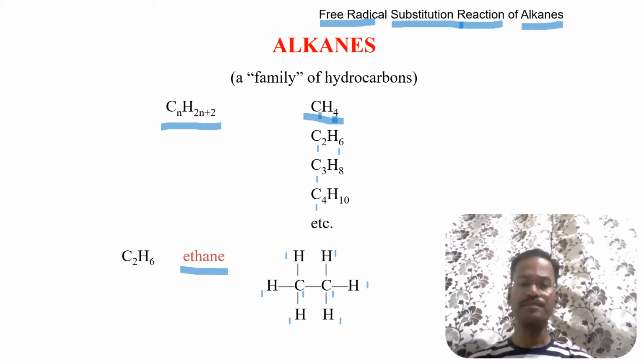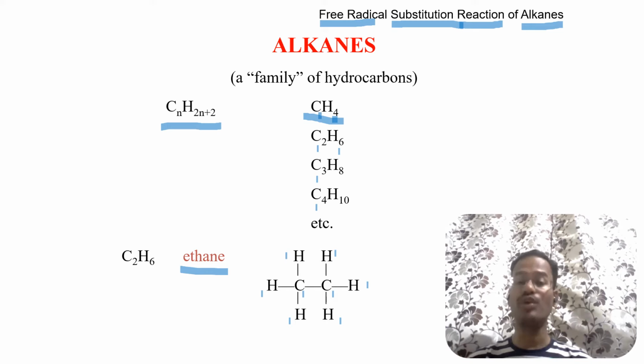Ultimately, alkanes are a family of hydrocarbons having only single bonds. We can't find multiple bonds. That's why they are called alkanes. All carbons present in alkanes will be sp3 hybridized, so you can find only sp3 hybridized carbon atoms in alkanes.